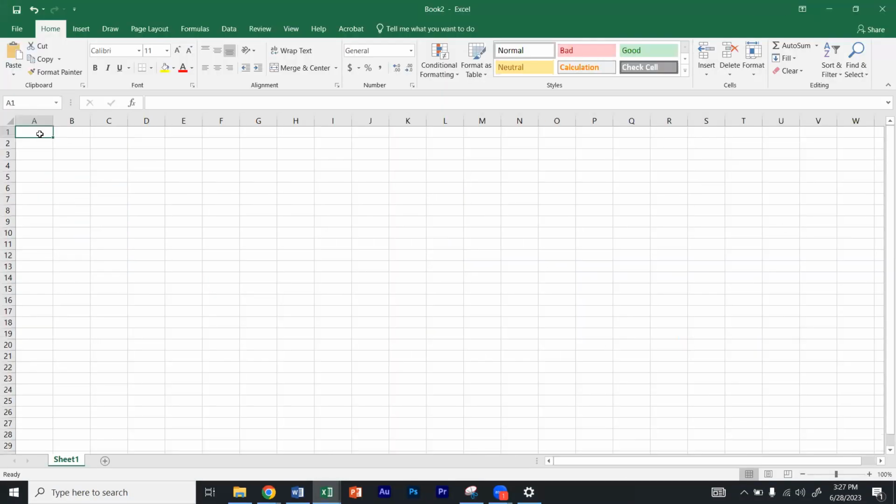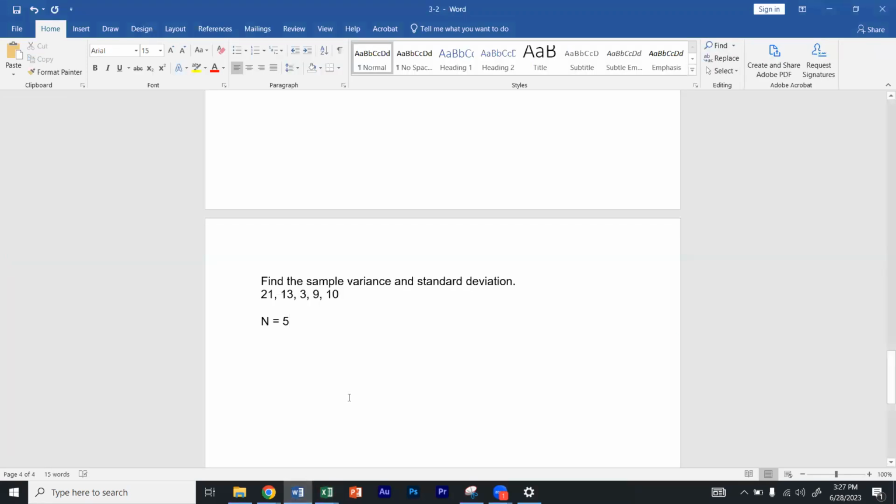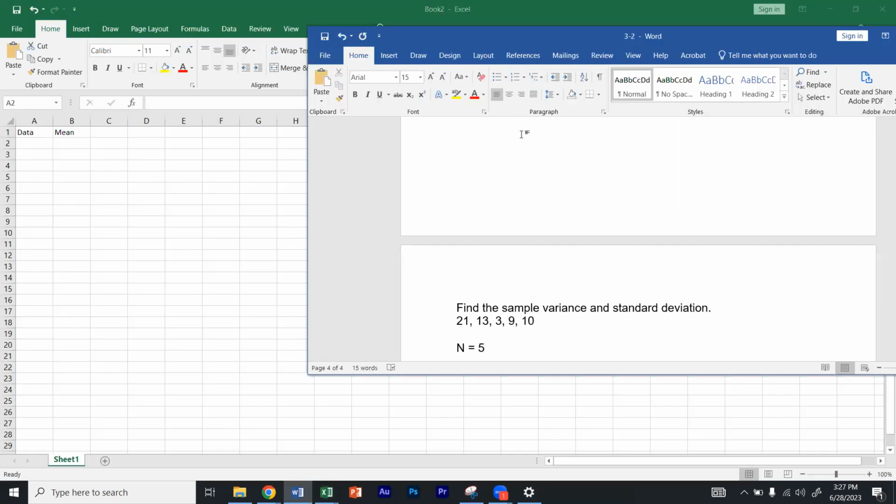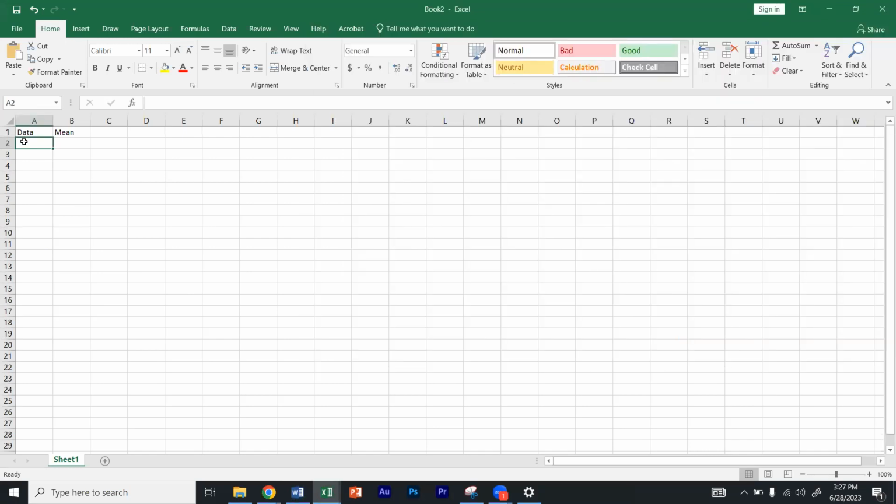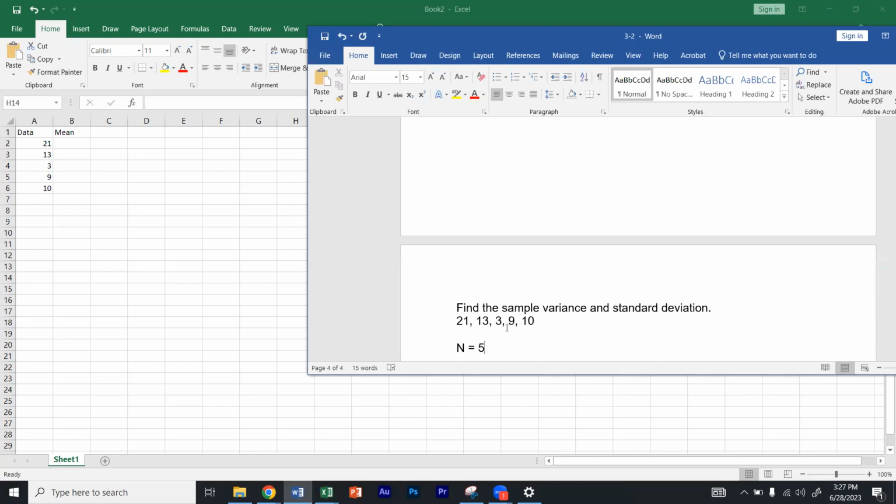Okay, data set. And I'm going to put the mean here. And I'm going to enter the data points as carefully as possible: 21, 13, 3, 9, 10. Got it? I'm going to check once again. 21, 13, 3, 9, 10.